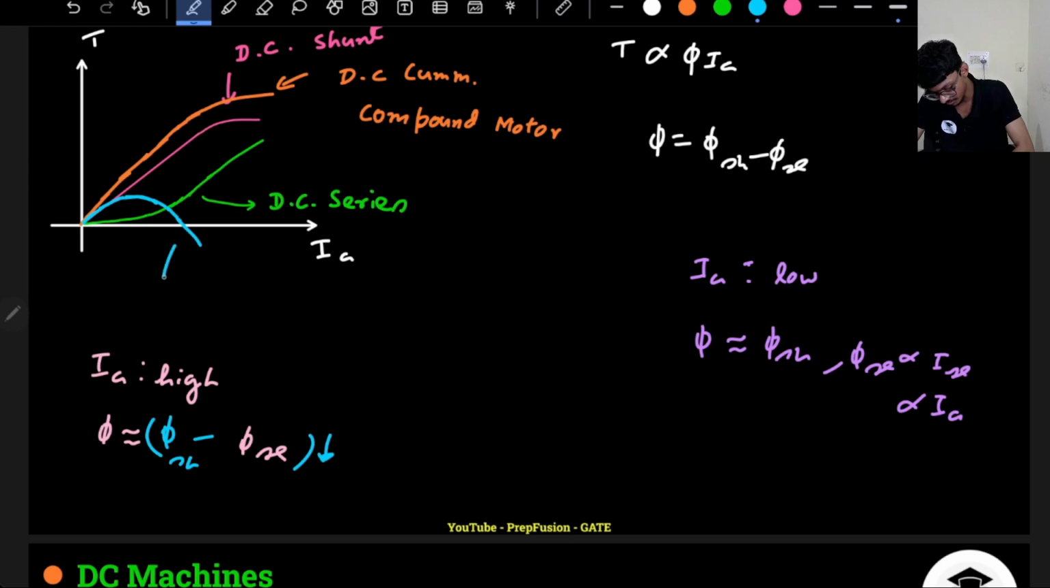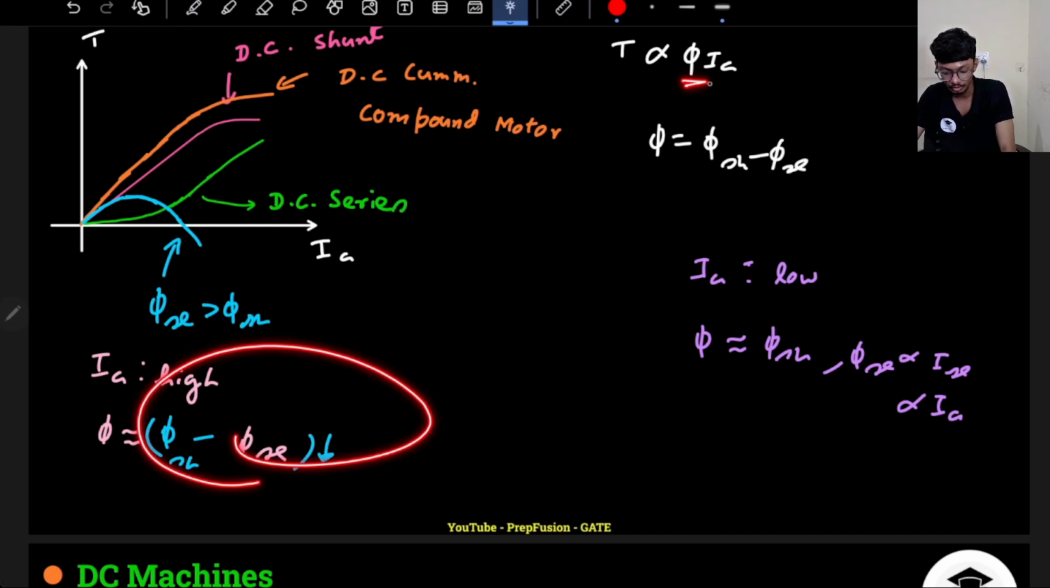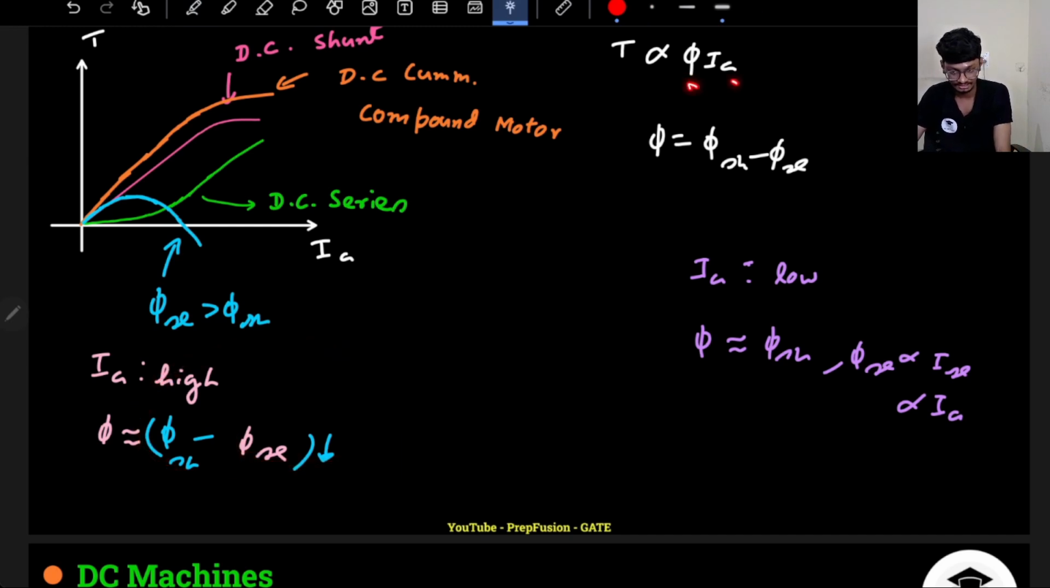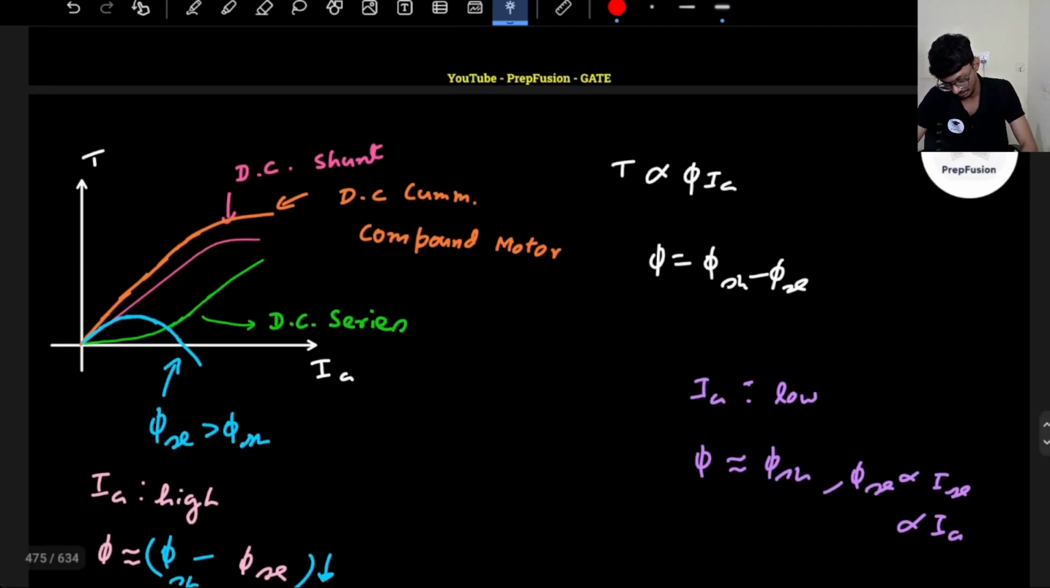This point is the point where my phi SE will be greater than phi SH. So the flux becomes negative, and torque is proportional to flux and current. Current direction will not change, but flux direction has changed, it has become negative. So torque direction also will change. If torque is negative, it will rotate in the opposite direction. That's why the torque is negative here. Okay, so this characteristic is for the case where the shunt field is much weaker.